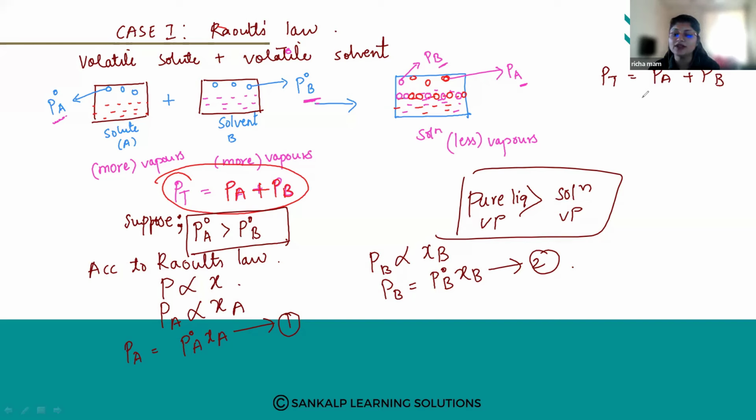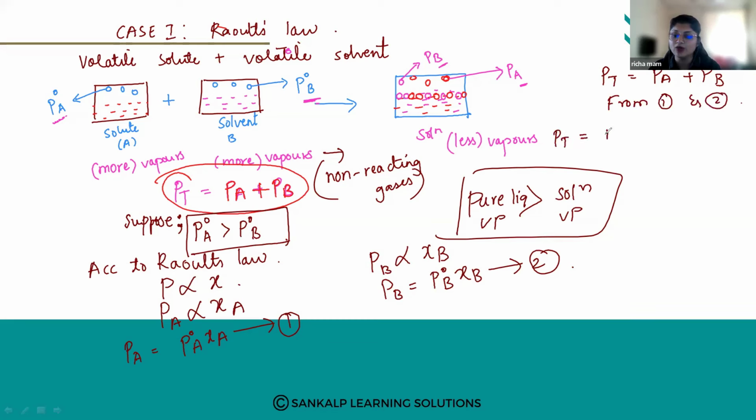Now, this Dalton's law is applicable for non-reacting gases. So we apply this law only for non-reacting gases. So from PT equals PA plus PB, now what we'll do, we will take equations 1 and 2. So we have two equations, 1 and 2. We will add them here. So how will it be?